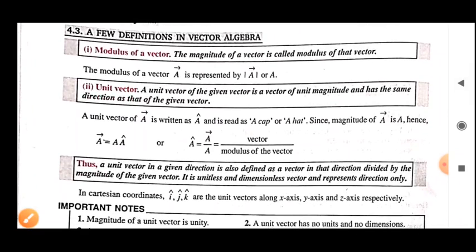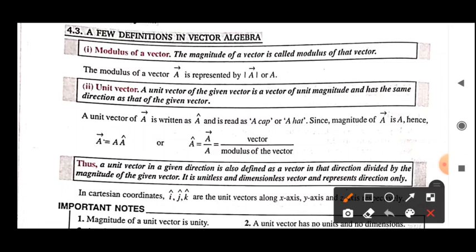Let's see the next one here: some definitions related to vector algebra. The analysis of vectors in mathematics is what we call vector algebra. So let's see some of the terms that are very important here.